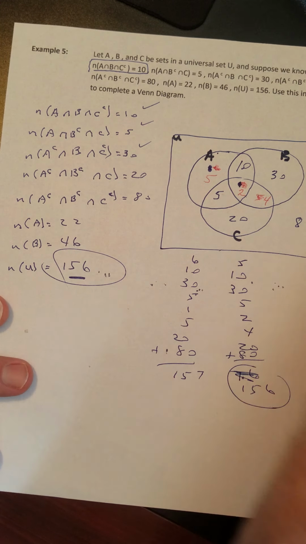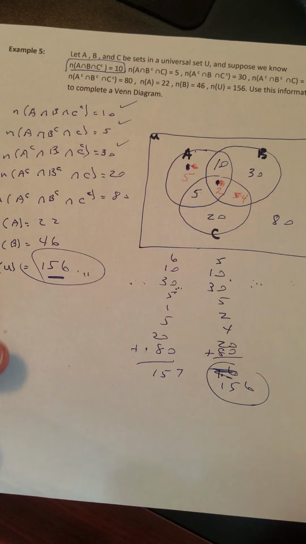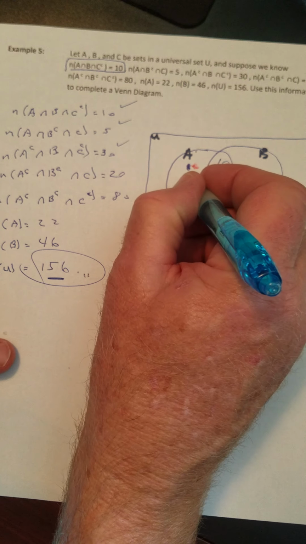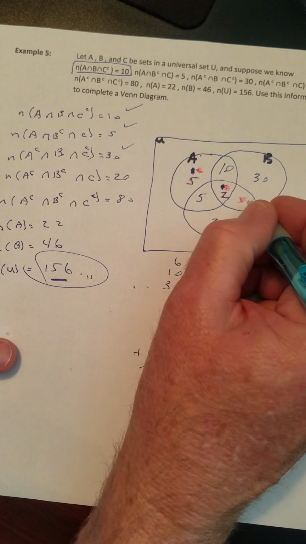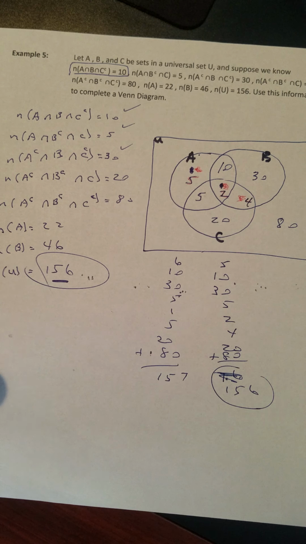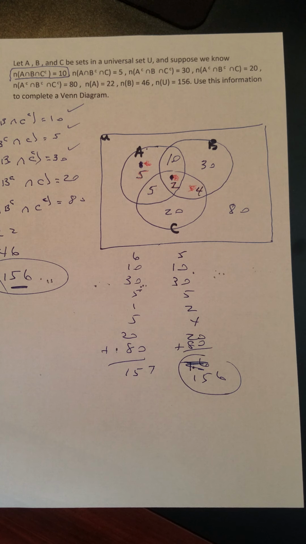Now we completed the Venn diagram, and that's what it looks like. So this would have been a 5, this would have been a 2, that would have been a 4. But I didn't know that going in. It was trial and error. You try a number, and then you fill in the remaining spots. Then you add them up to see if you got that 156 was the total they gave us.